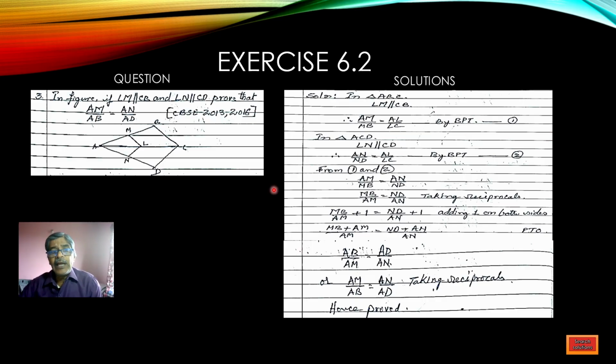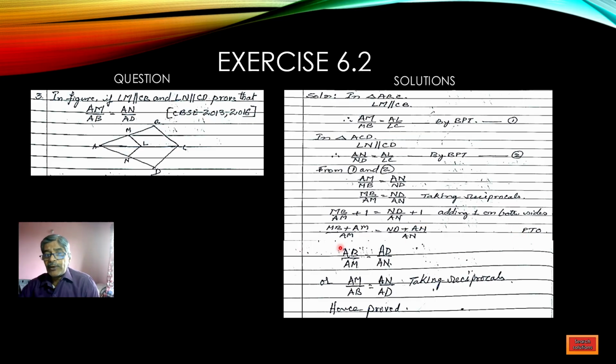In triangle ACD, the same thing, similar to the upper triangle, it will be AN by ND is equal to AL by LC. This is also by the basic proportionality theorem. We will call it 2. So from 1 and 2, taking reciprocals, what happens? MB by AM plus 1 is equal to ND by AN plus 1. This is how we take reciprocal, by adding 1 on both sides.